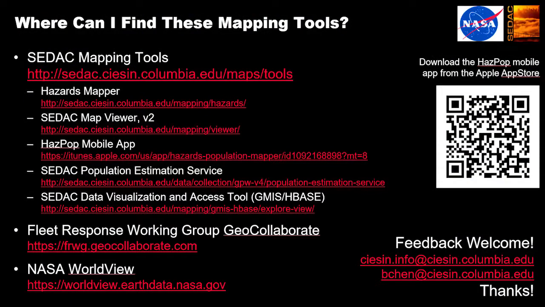So just to summarize, you can find these mapping tools on our NASA CDAC website. They're free, open to the public. You can also go directly to them or use that QR code to go directly to the iTunes store and download it. And you can also see the Fleet Response Working Group's GeoCollaborate tool. They keep a record of many of the recent events and some of the data that were delivered and how these were used by industry. And of course, you can go to the NASA site to find a whole range of data from the data systems that take data and deliver it to users from satellites.